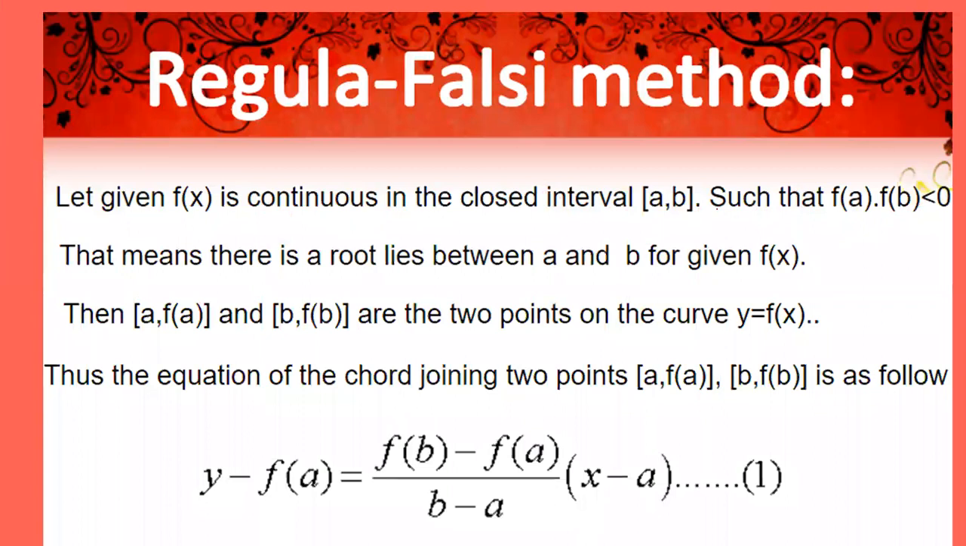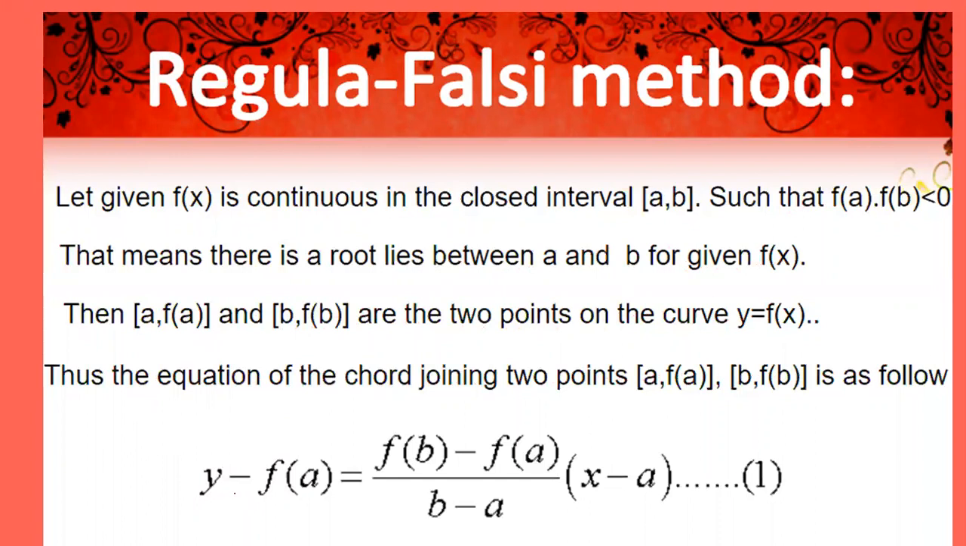Like the bisection method, you have to choose two values in the interval [a, b] such that one is less than 0 and the other is greater than 0. This means that the root lies between a and b for the given f(x). Then (a, f(a)) and (b, f(b)) are two points on the curve y equals f(x). Thus, the equation of the chord joining the two points (a, f(a)) and (b, f(b)) is as follows.